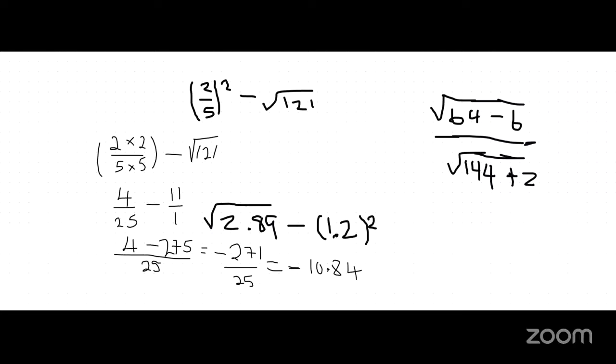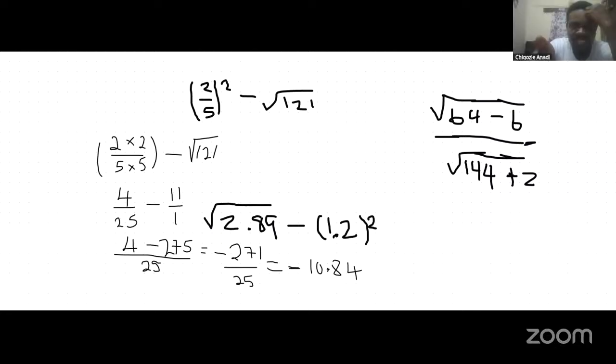There's nothing so hard in this. Once you find the square, you find the square root, then you apply the operation given to you, that you subtract, and you get your answer.